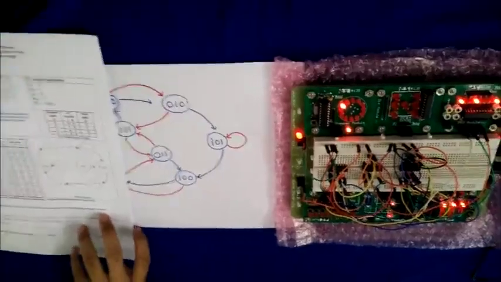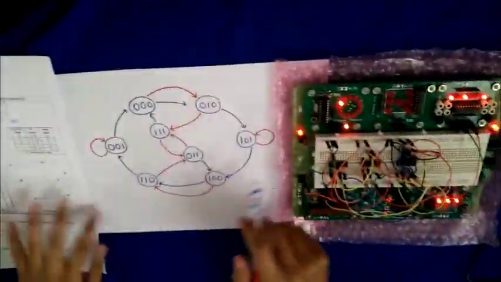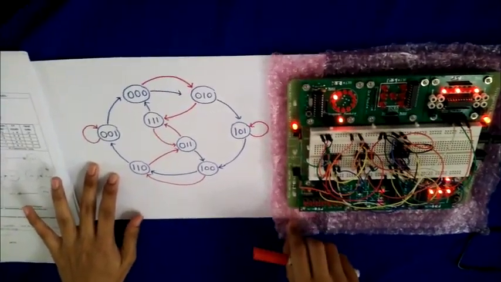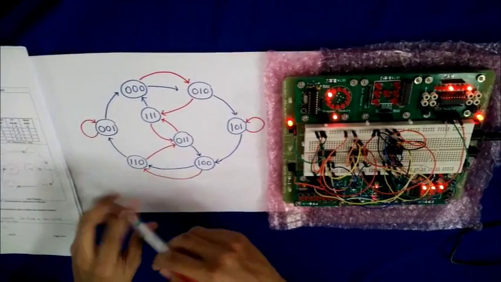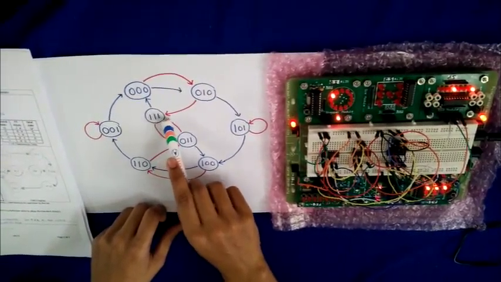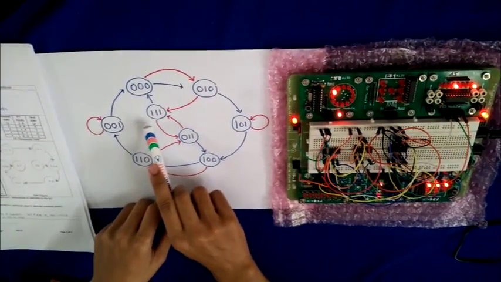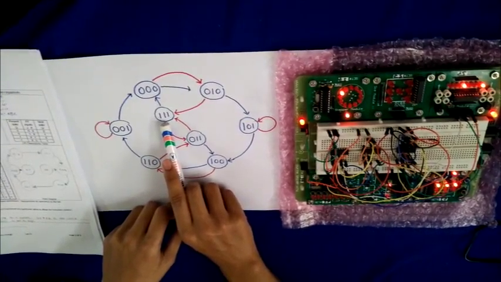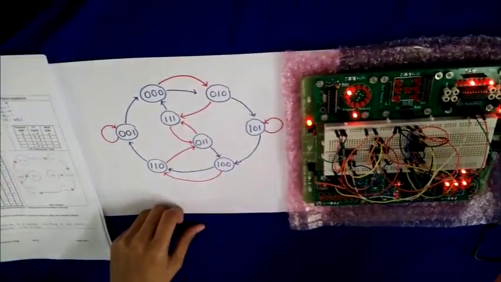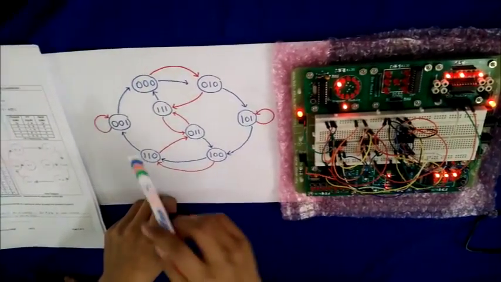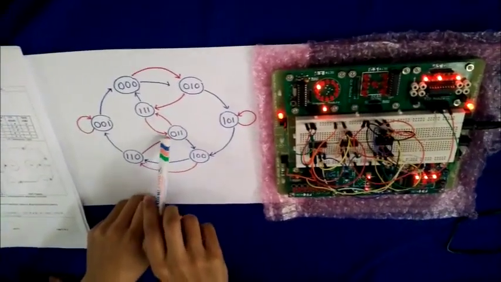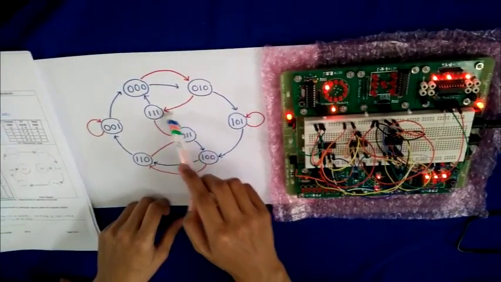So we want to try the circuit to test the result like in this diagram. For example, 1 1 1 means C is 1, B is 1, A is 1. So right here, it will go 1 1 1 and then 0 1 1. It keeps repeating the loop.